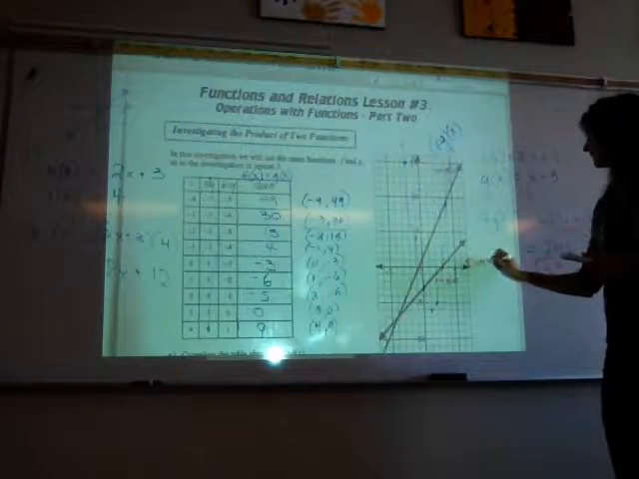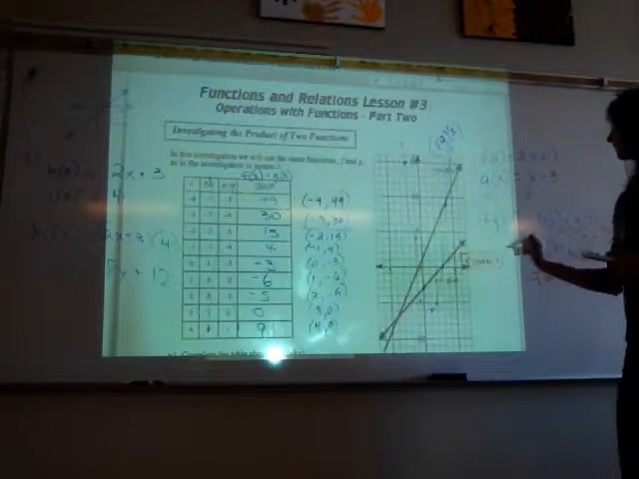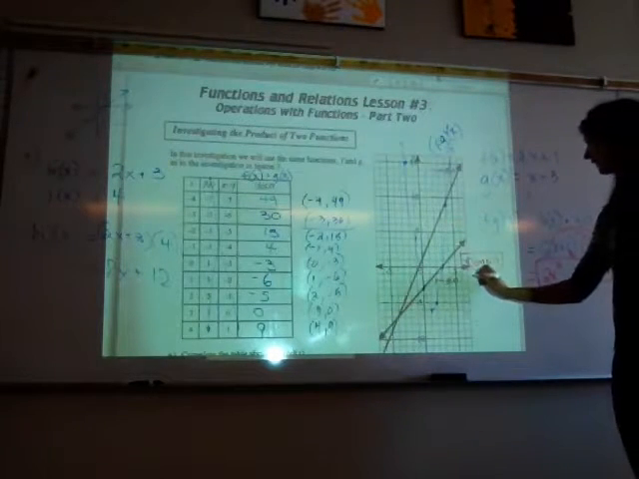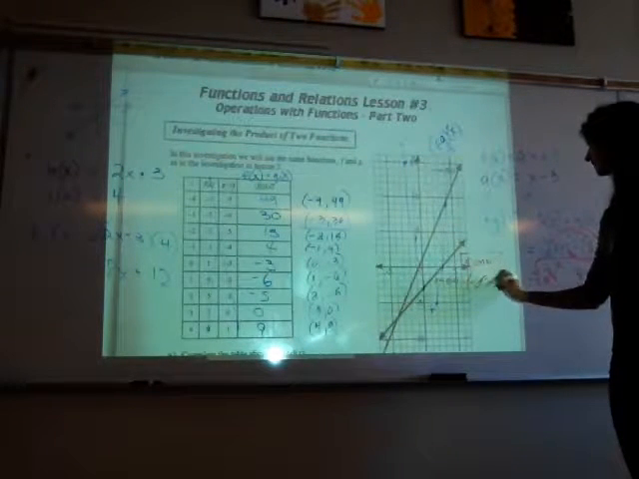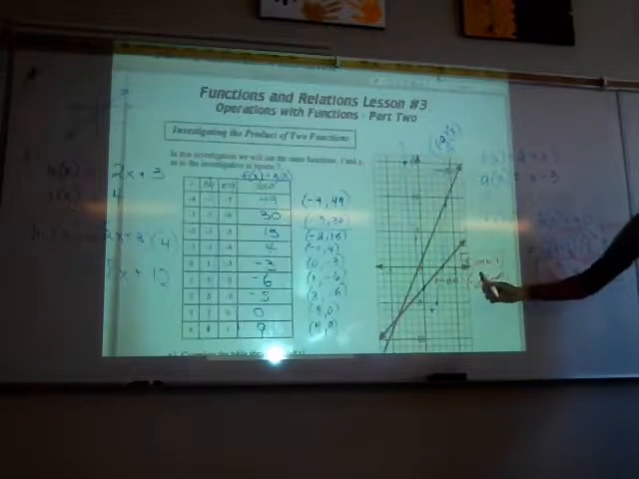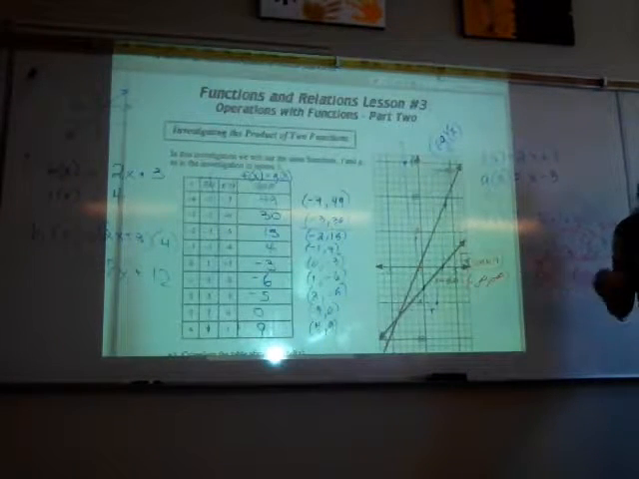So the domain of any parabola is what? Real. All real numbers. Okay, I'm just going to use interval notation. So x is an element of all real numbers, or we're going from negative infinity to positive infinity.